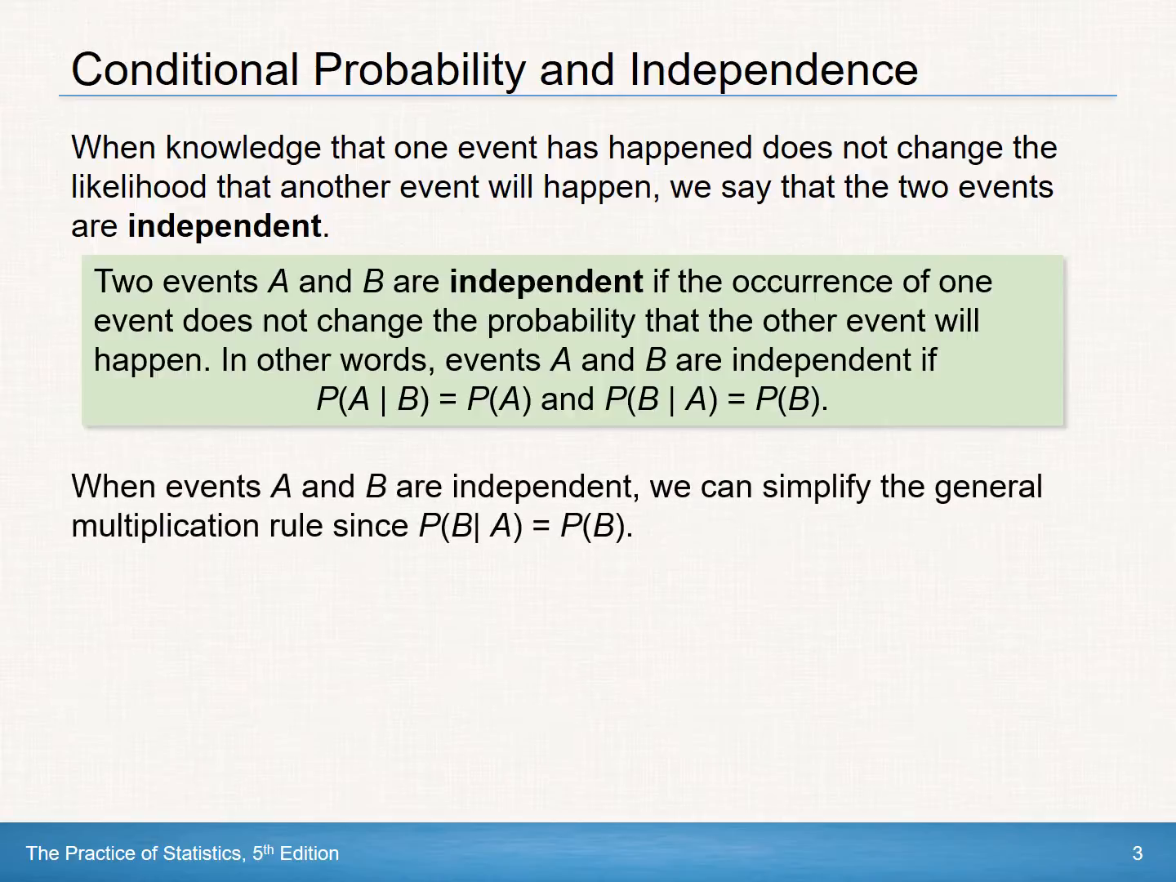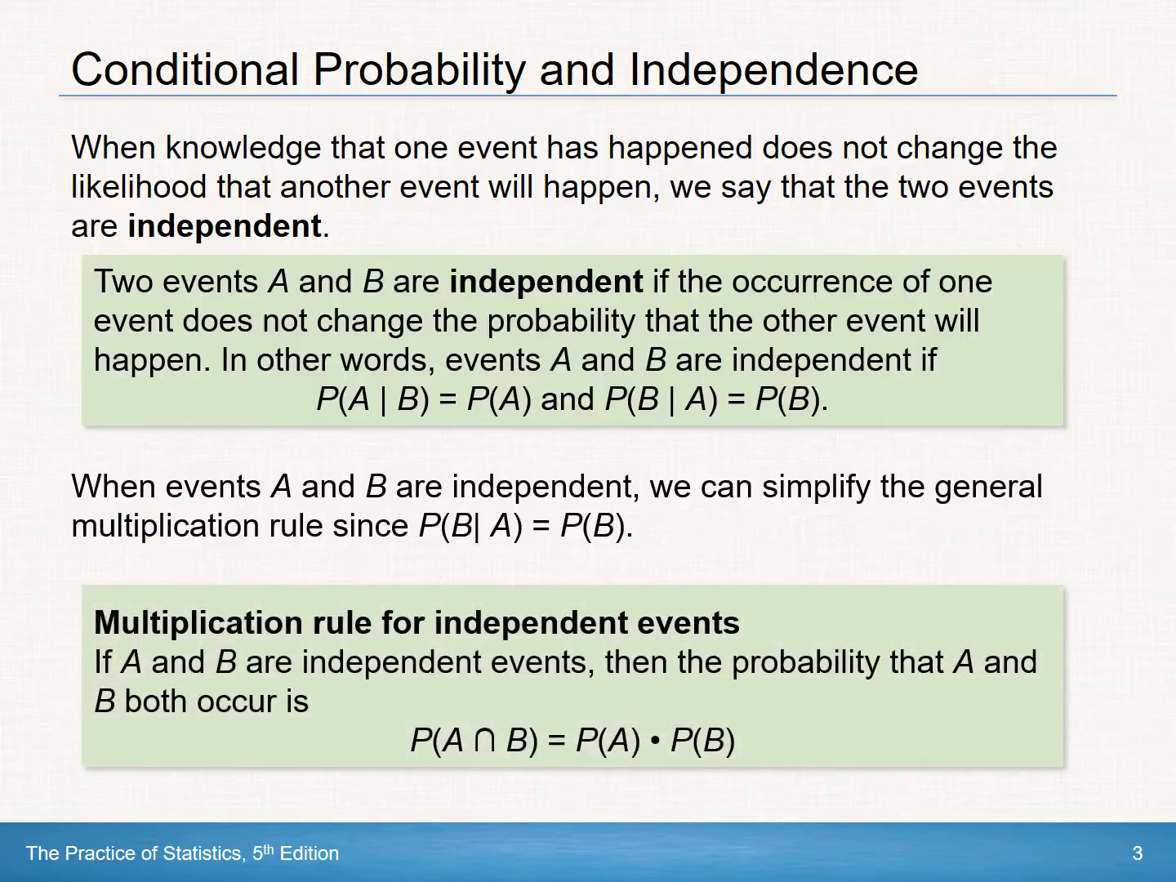When events A and B are independent, we can simplify the general multiplication rule. If we are taking two events that are independent and we want to find the probability that A and B both occur, then it's just the probability of A times the probability of B. You don't have to worry about what already happened for the second event.